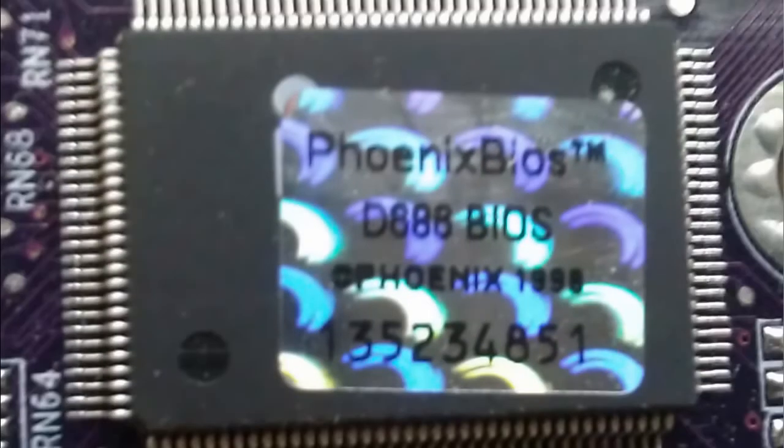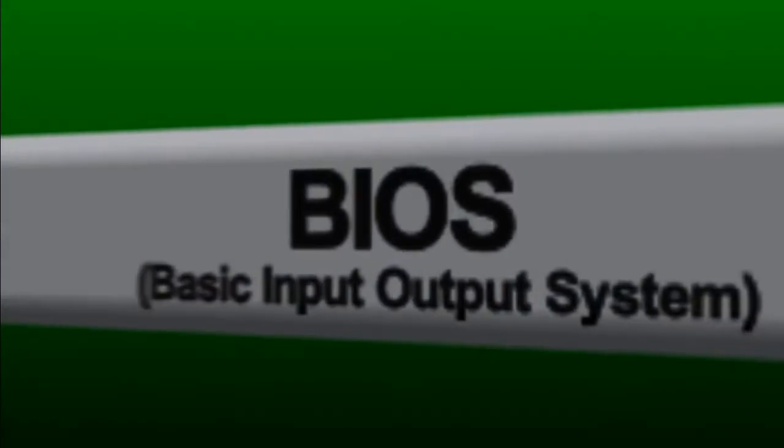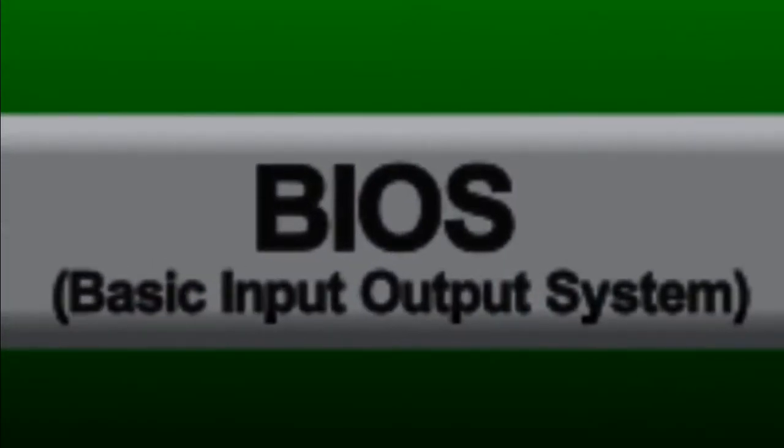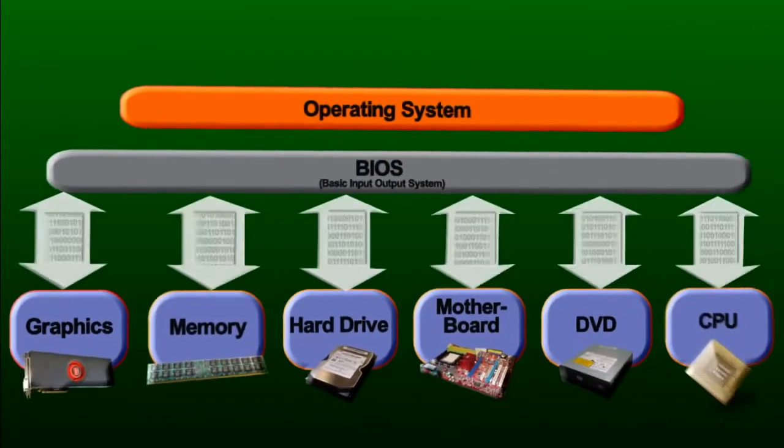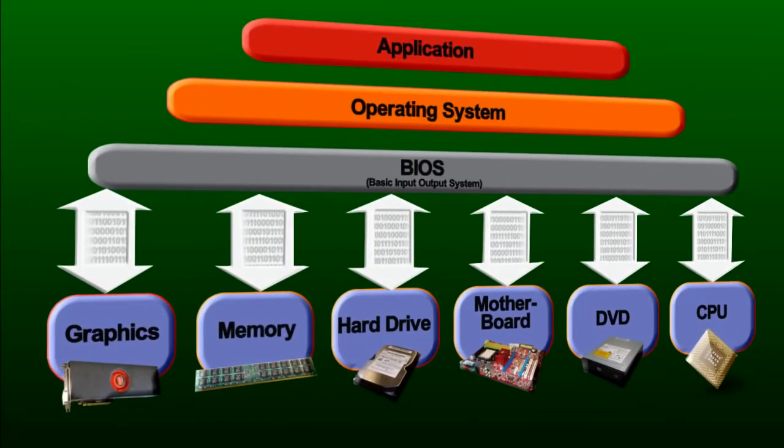So Tim, what is a BIOS and why is it so important? So the BIOS, it's the first piece of software that runs on your system that sets up your hardware ready for the operating system, for example Windows, to run correctly. So it tells the operating system how much memory and what processor is installed and things like that.